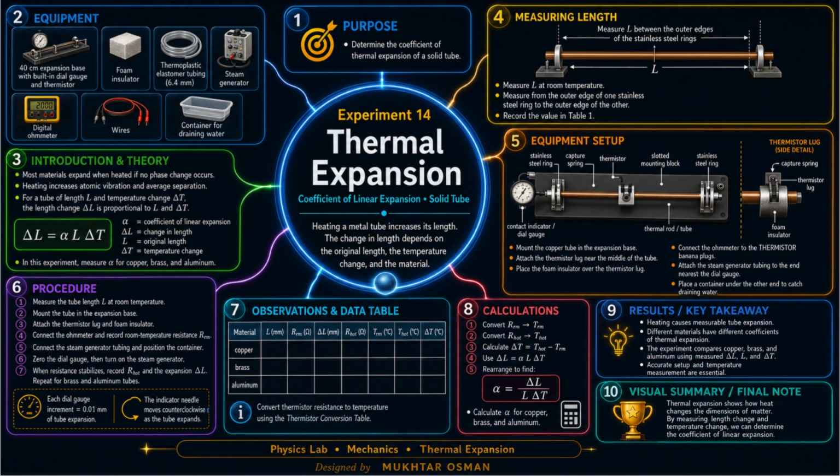Main title: Experiment 14, Thermal expansion, coefficient of linear expansion. Solid tube heating: a metal tube increases its length. The change in length depends on the original length, the temperature change, and the material.